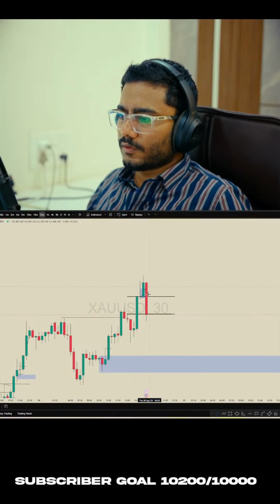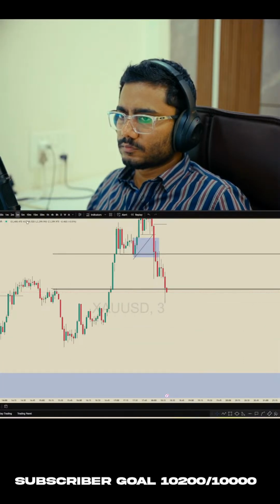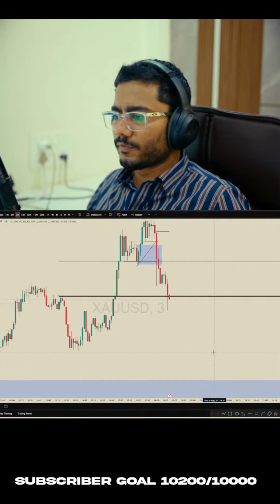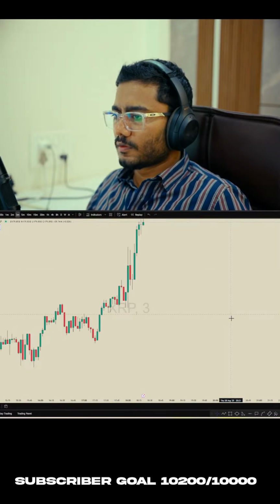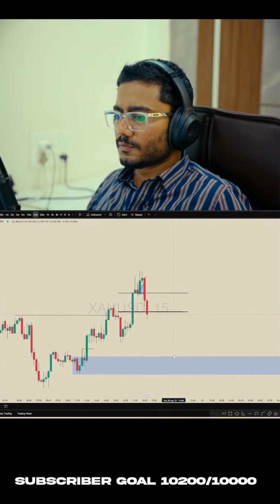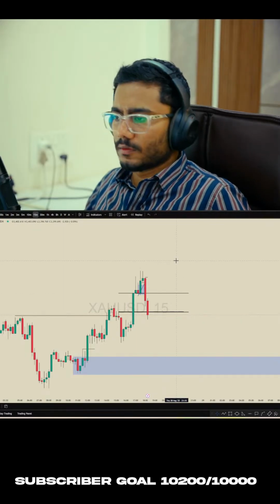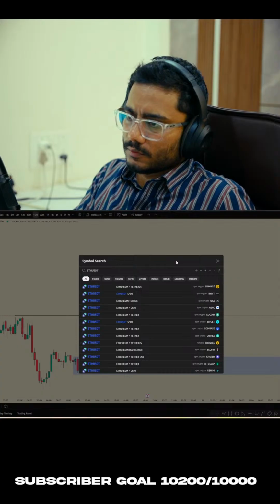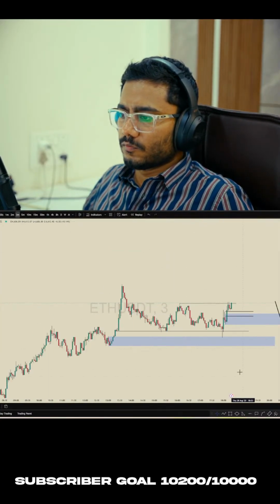Now we can expect price to go to the upside from here. So we are getting this movement to the upside.